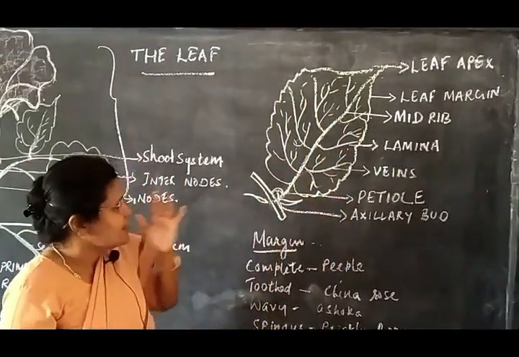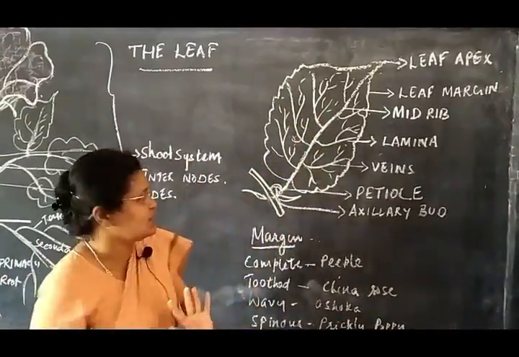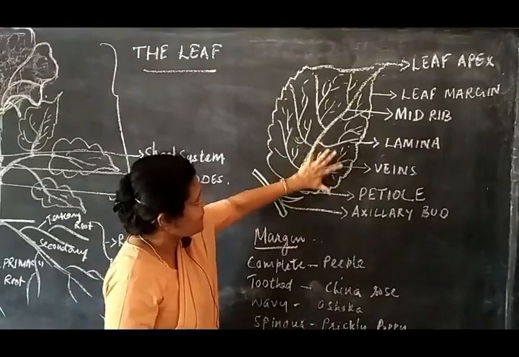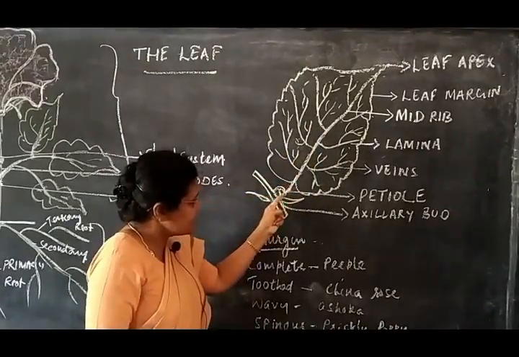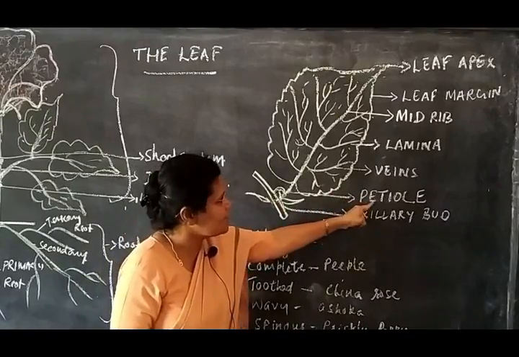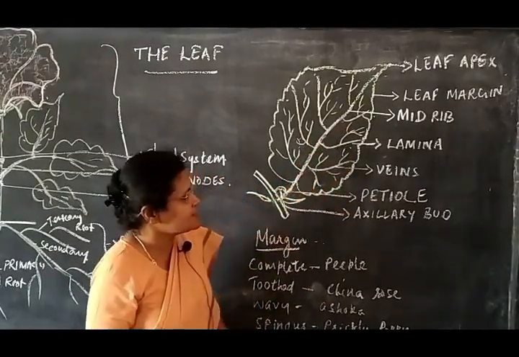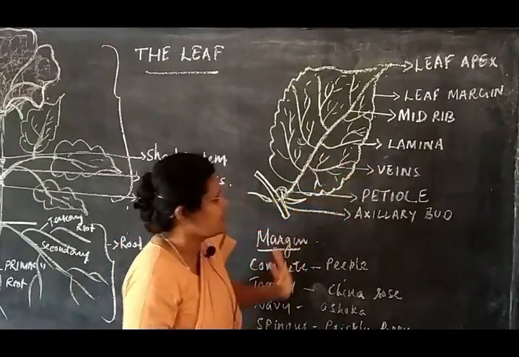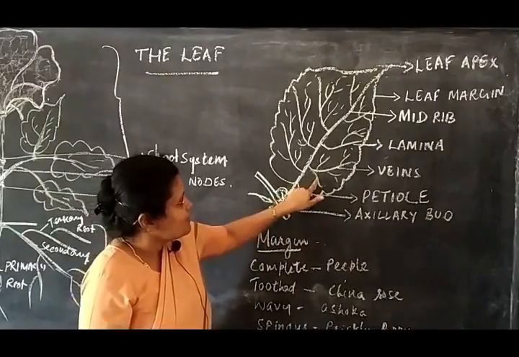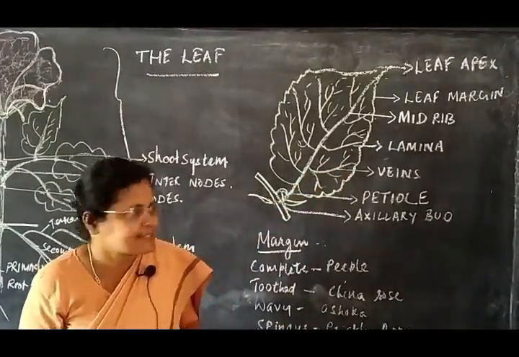Next, the lamina: the broad, flat and green part of the leaf is called the lamina. In the middle of the lamina you have the midrib, which is in continuation with the stalk of the leaf, called the petiole. From the midrib you have a number of veins arising. All these branches are called veins. From the veins you have many lateral veins called veinlets.